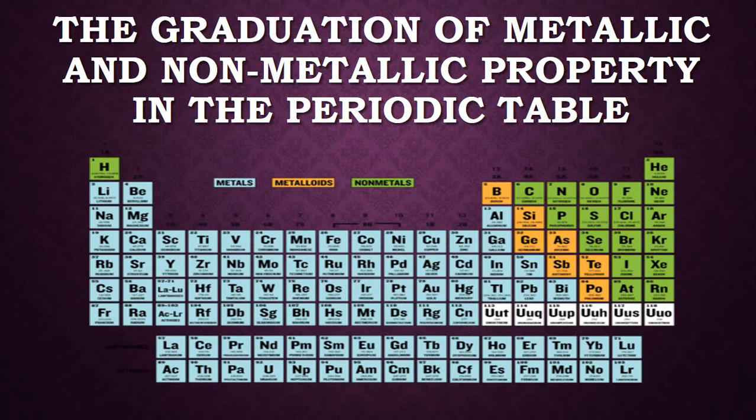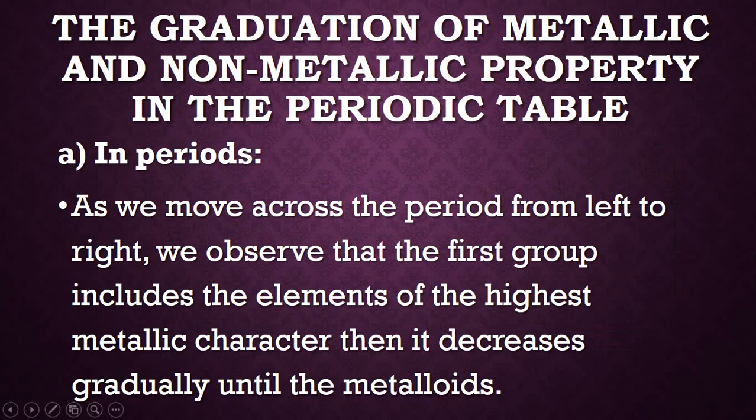Now let's talk about the graduation of metallic and non-metallic property in the periodic table. We can notice from the opposite diagram the position of metals, metalloids and non-metals in the periodic table. So we can notice, of course, that most of metals are present in the middle and the left hand side of the periodic table, while non-metals are found at the right hand side of the periodic table, while metalloids lie in between metals and non-metals.